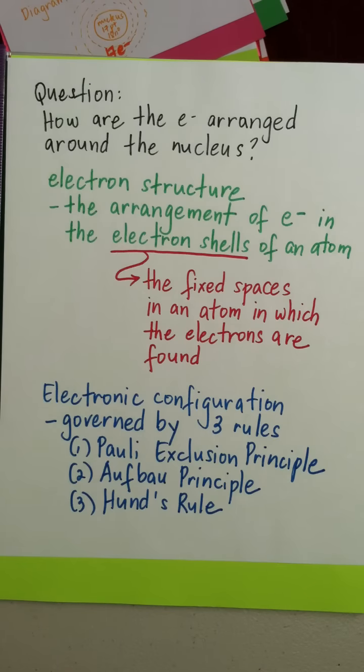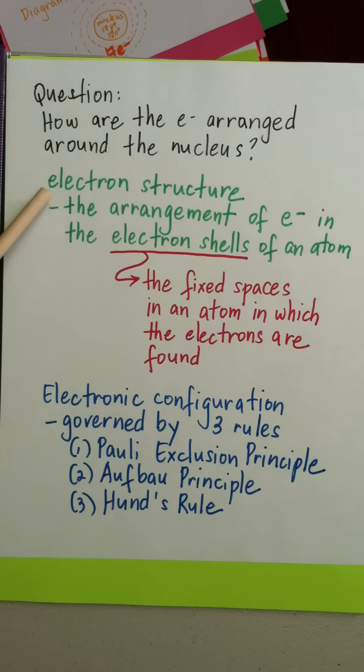So question, how are the electrons arranged around the nucleus? We have what we call electron structure to answer that question. And electron structure refers to the arrangement of electrons in the electron shells of an atom. And what are electron shells? These are the fixed spaces in an atom in which the electrons are found.